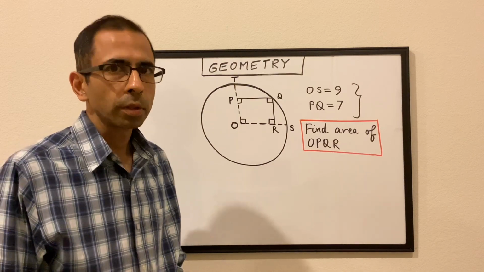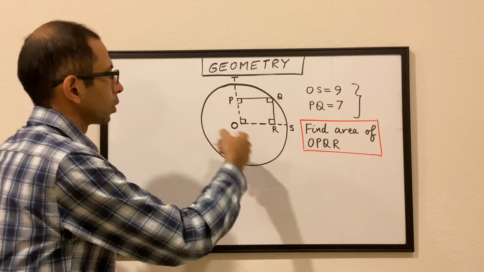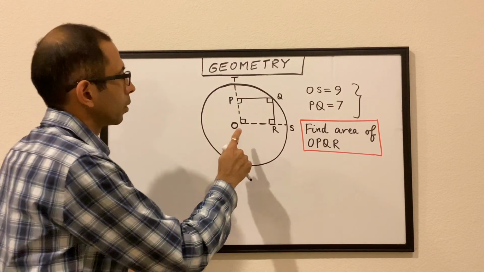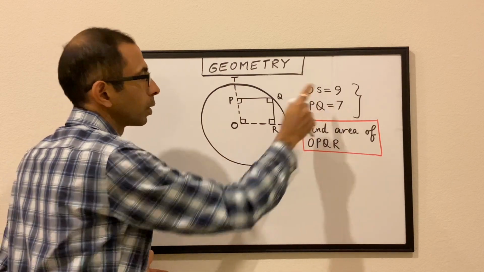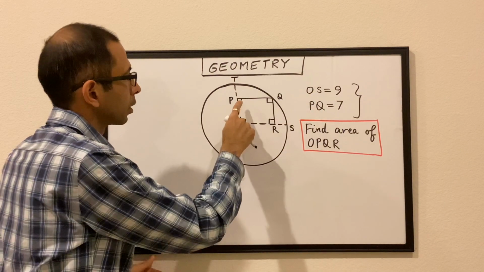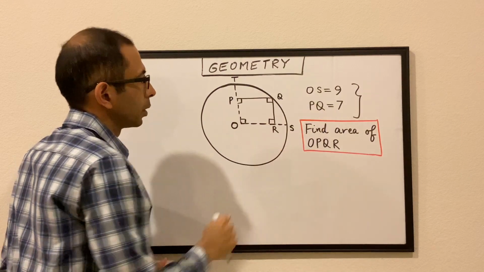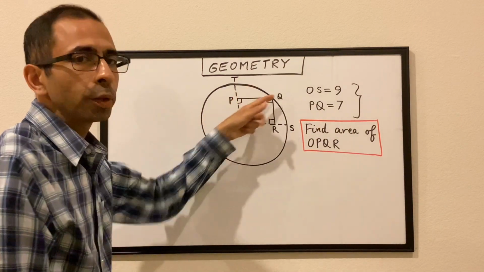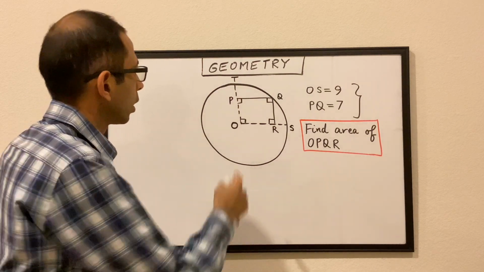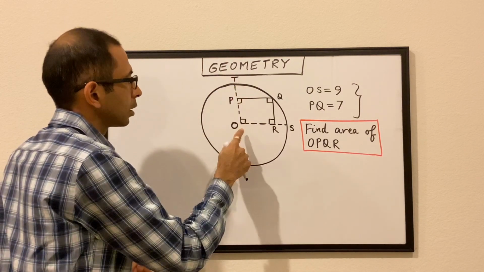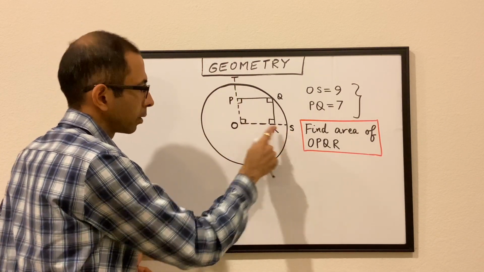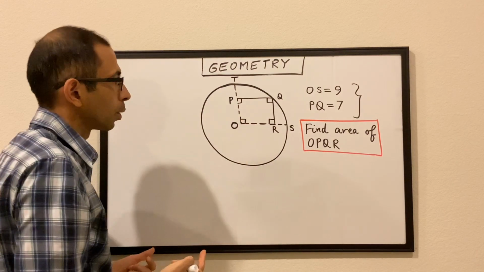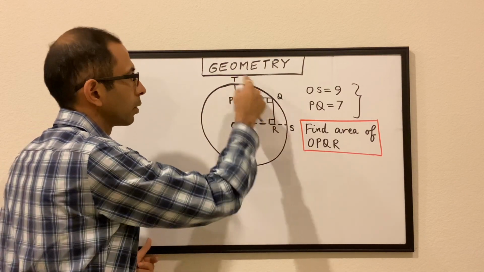Okay, let's take another question here. So we have a circle with center O, and the length of OS is equal to 9 units. The length of PQ is 7 units, and we have to find the area of OPQR. Okay. Now OT is perpendicular to OS, right? This angle is also 90 degrees. So essentially, this is 1/4 of the circle, right?